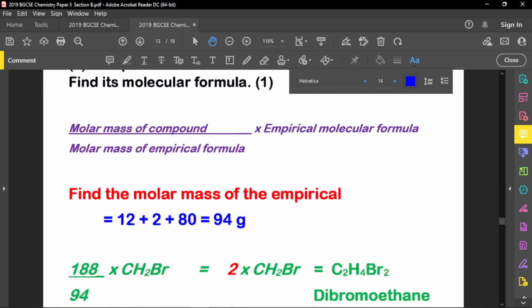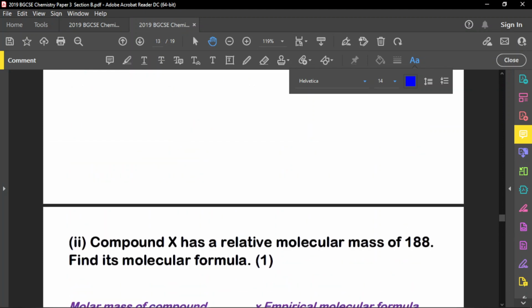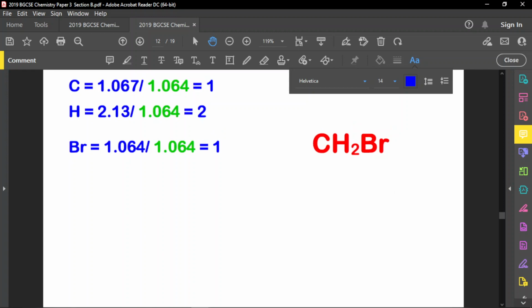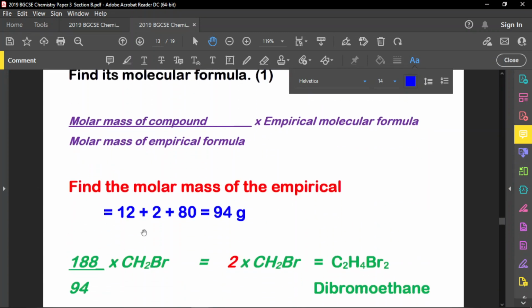First, let us find the molar mass, or the relative molecular mass, of the empirical formula, which was CH2Br. And so therefore we had 12 for carbon, for H it is 2, and for Br it is 80, so we get 94 grams as the molar mass of the empirical formula. Now, based on the equation here that is in purple, again, we said the molar mass of the compound given, which is 188, divided by the molar mass of the empirical formula, then you multiply it by the empirical formula right here, which is CH2Br.